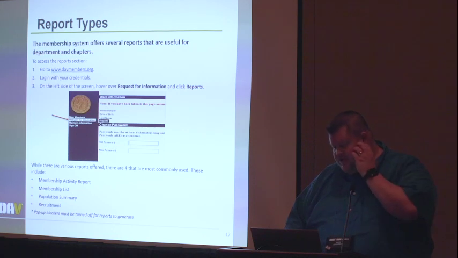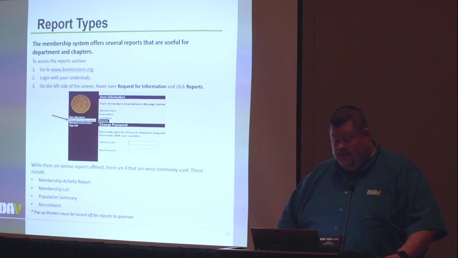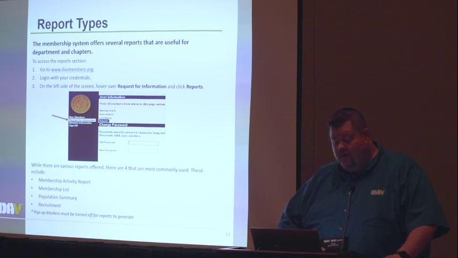There's a number of different reports, but we're going to really focus on the four most commonly used. When you go to the site, log in with your credentials, and then on the left side of the screen, you'll see requests for information. You hover over that, and it'll be a little slide out. Click on reports, and again, there's a number of different reports. But the four most commonly used are the activity report, membership list, population summary. Important note, make sure your pop-up blocker is turned off or these reports won't generate.